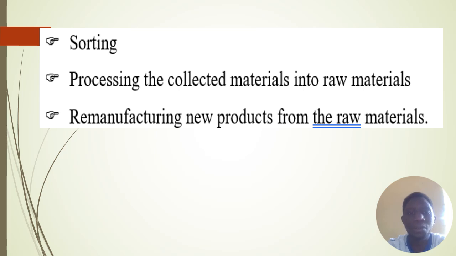Within recycling, we want to follow these steps. First, sort. Sorting means to differentiate the biodegradable, which decompose, and the non-biodegradable, which do not decompose. The second is processing the collected materials into raw materials. The last is remanufacturing new products from the raw materials.